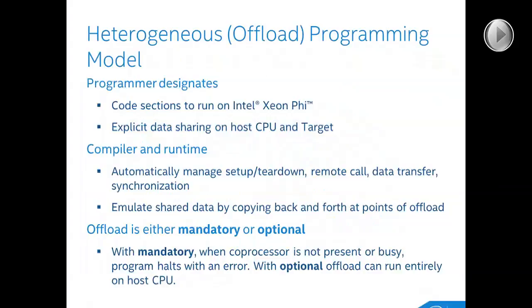With the mandatory behavior, in the absence of a coprocessor at the point of the initial offload, the program would halt with an error. The opposite of that would be the optional model, where you would build the application such that in the absence of the coprocessor, the application can continue to run entirely on the host CPU.